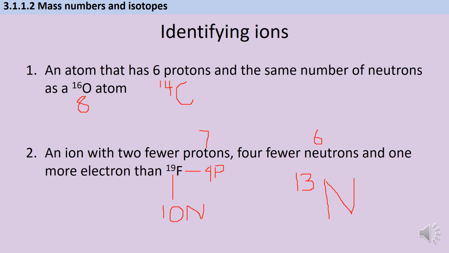So fluorine 19, we're just talking about an atom here. If it's got 9 protons, it's going to have 9 electrons as well. So if my new atom has got 1 more electron, it's got 10 electrons. So it's got 3 more electrons than it has protons, and each one of those electrons has a single negative charge, so I'm going to end up with a 3 minus ion.